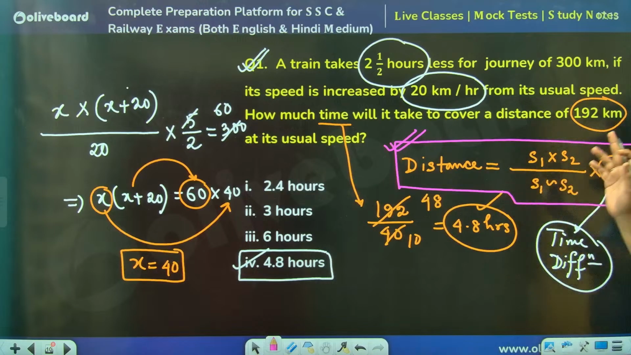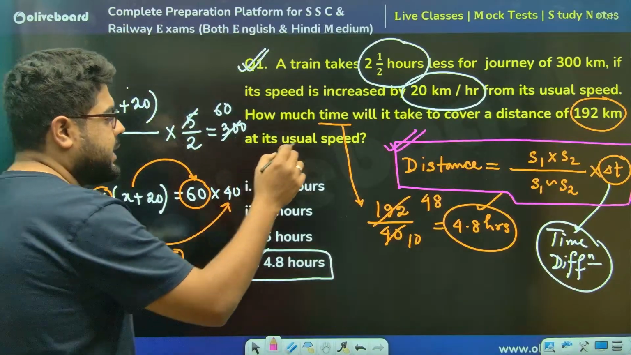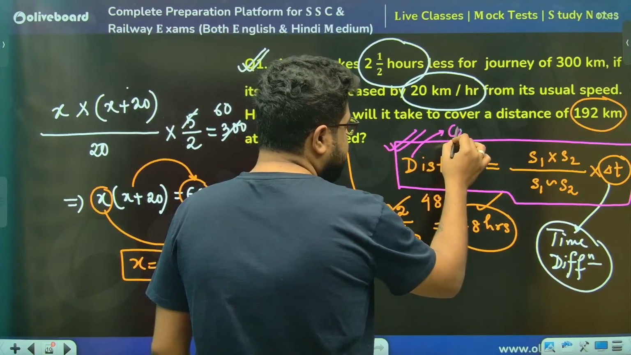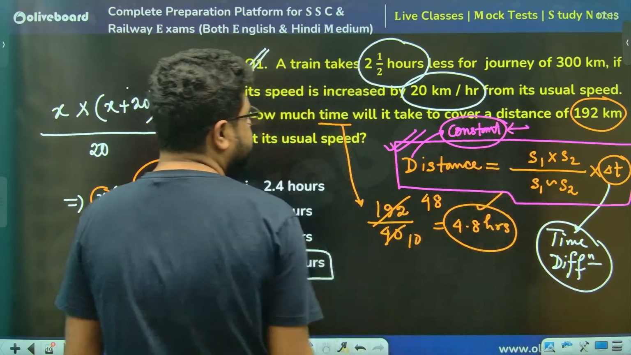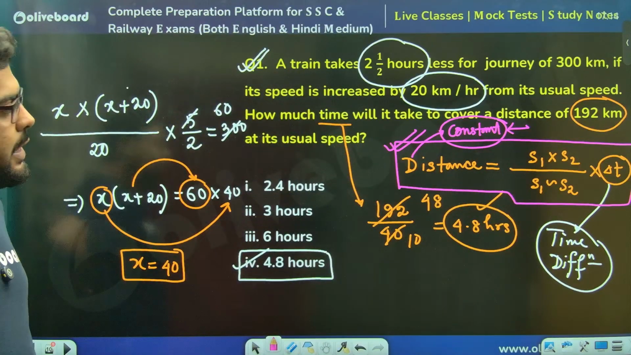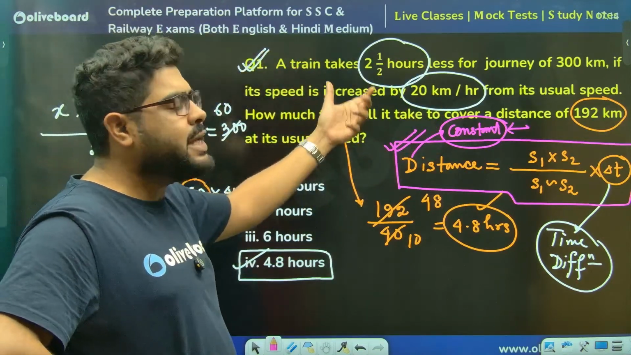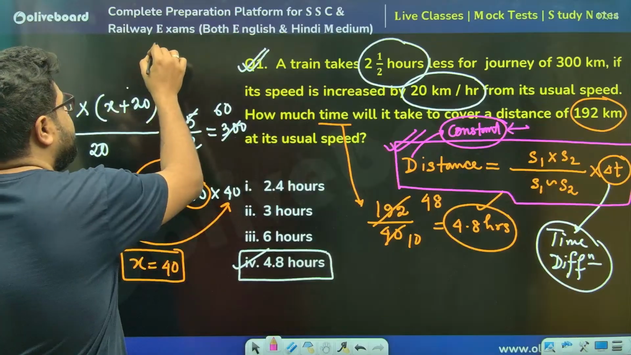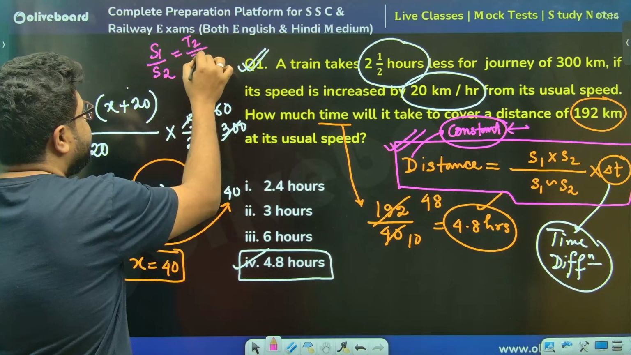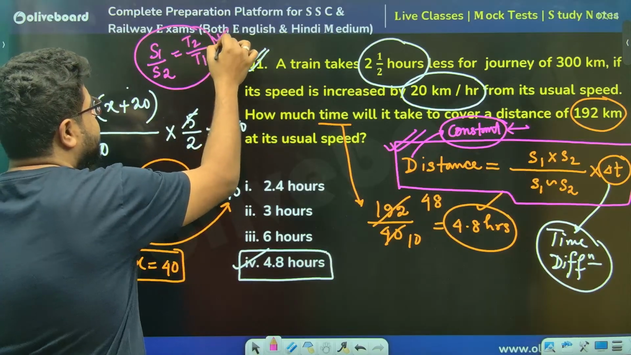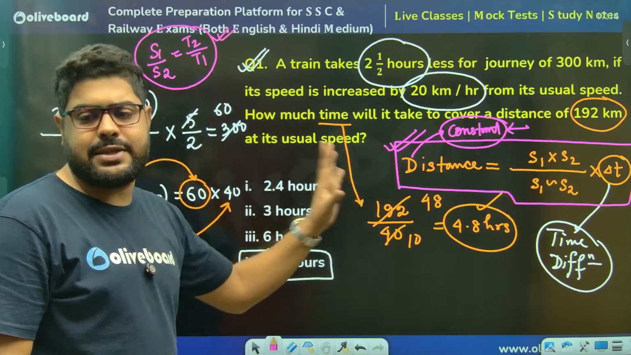So if you don't know, please remember this. This can be used when distance is constant. When distance is constant, you can definitely use this formula to figure out whatever they want you to figure out. Now if someone says, no sir, I don't need this, then you can go with S1, the basic formula. Speed ratio is inverse to time ratio if distance is constant. But for this question, this is the best way.